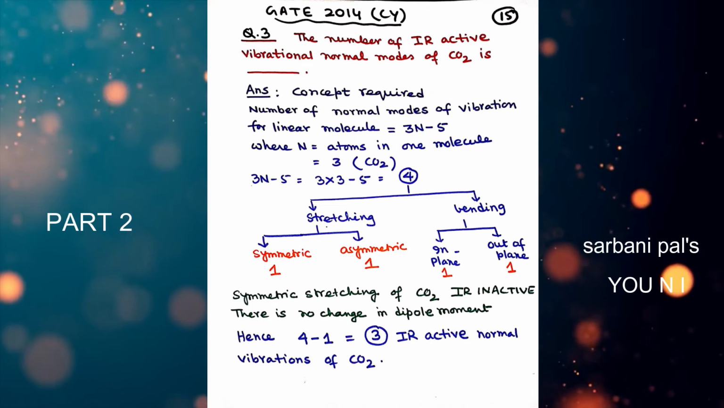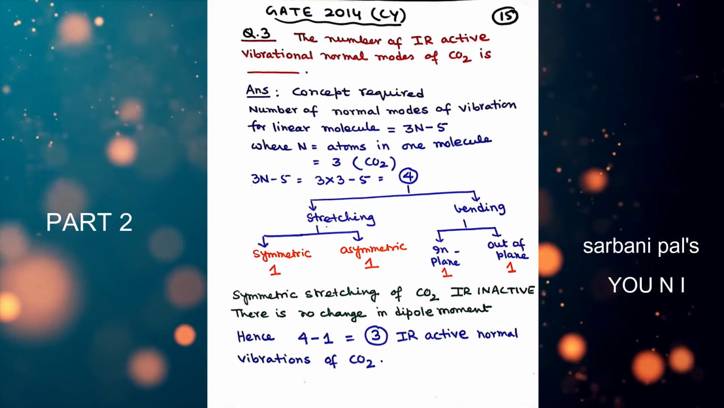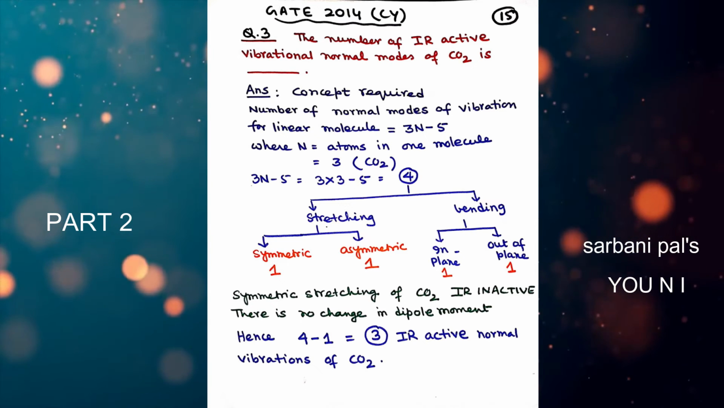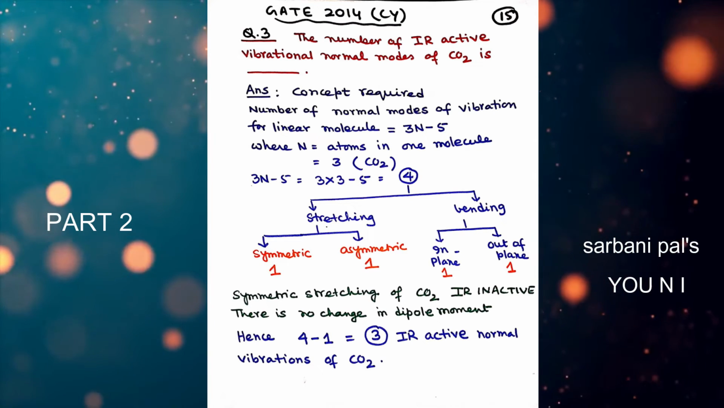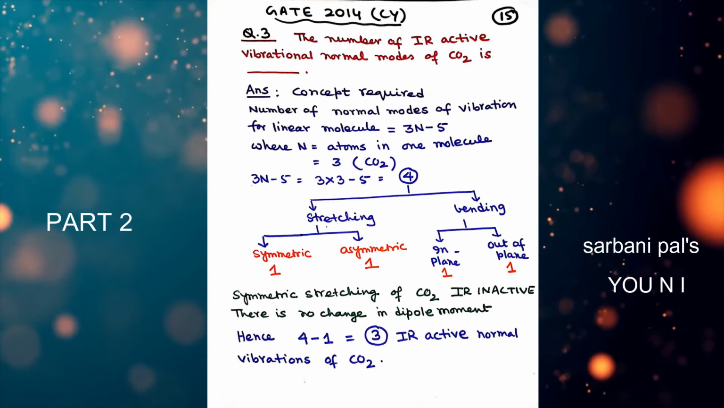Now when the stretchings are 2, therefore bending definitely will be 2, because 4 minus 2 is equal to 2. So these bendings will be equally divided, one in-plane bending and one out-of-plane bending.